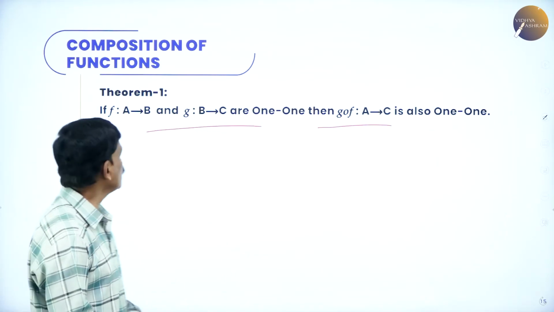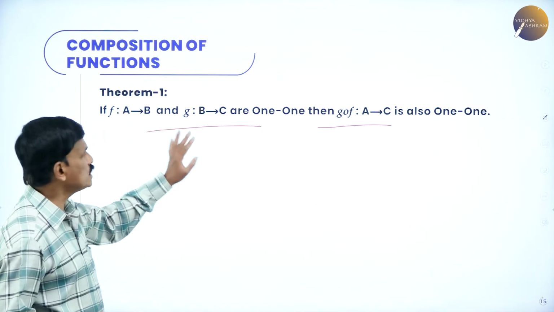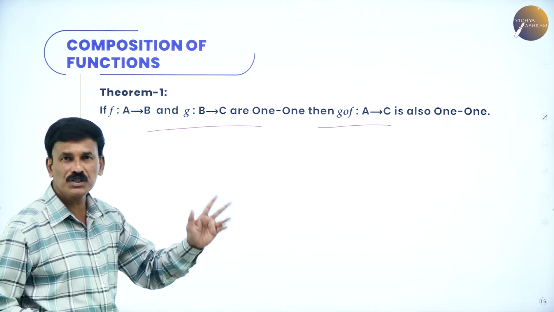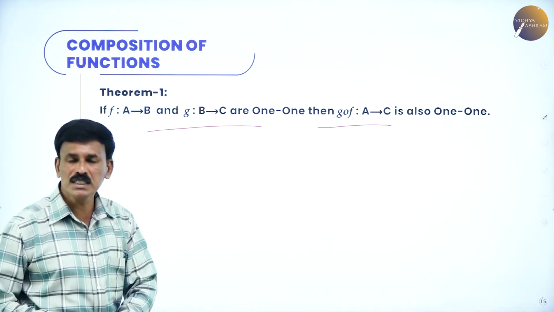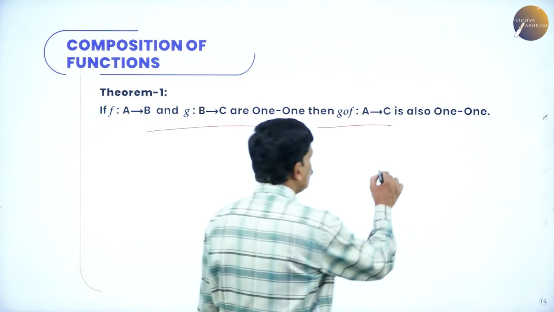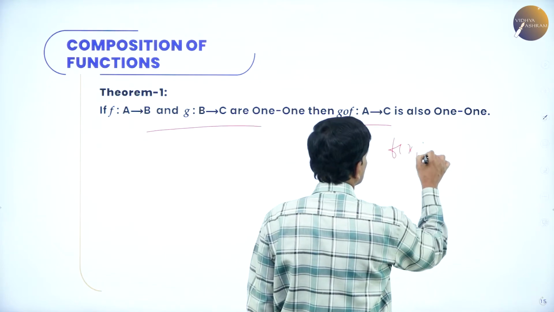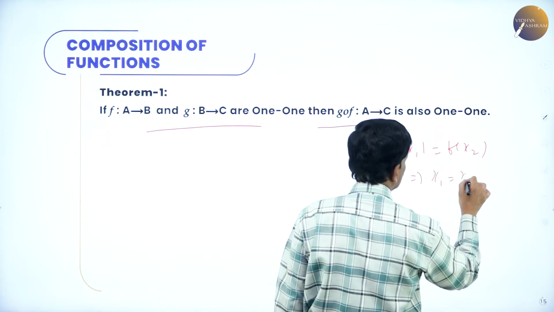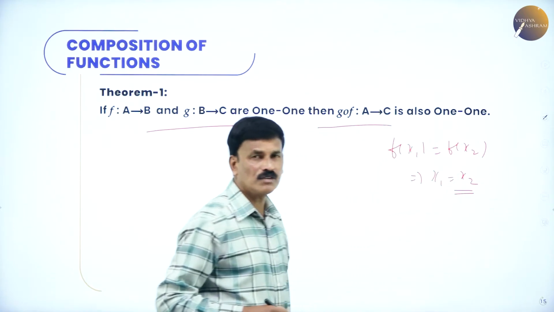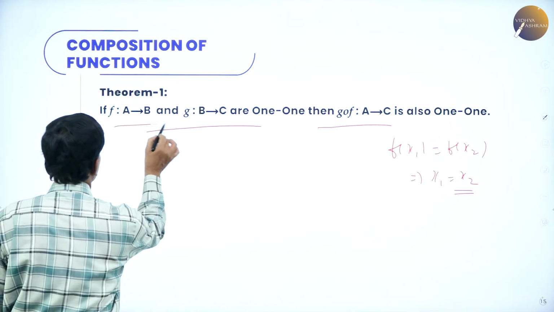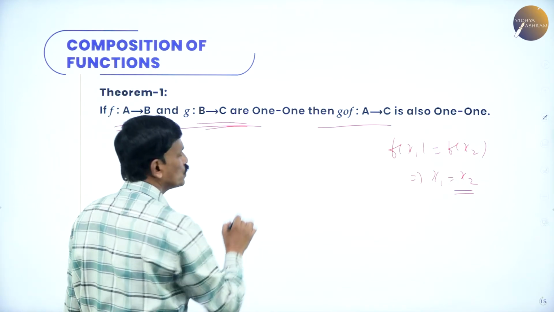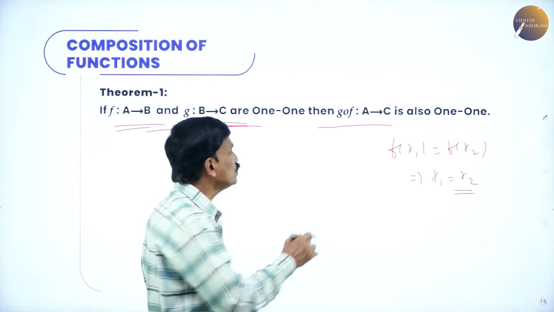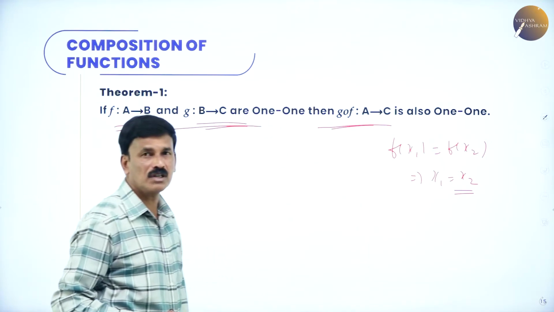Now what is given here? f from A to B and g from B to C are 1-1 functions. Then g o f from A to C is also a 1-1 function. What is the condition for a 1-1 function? We know that if f of x1 is equal to f of x2 implies x1 is equal to x2, then the function is said to be a 1-1 function. This is given: f from A to B and g from B to C both are 1-1 functions. Now, what is to prove? g o f from A to C is a 1-1 function.